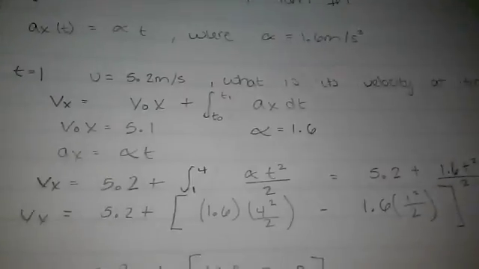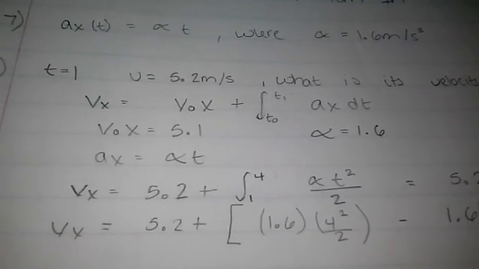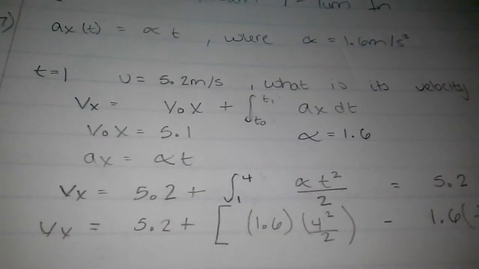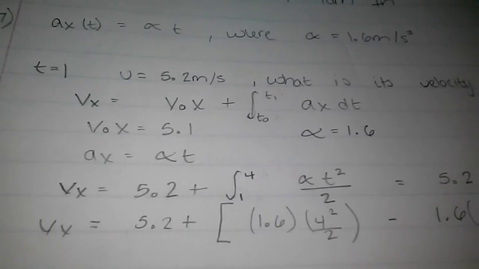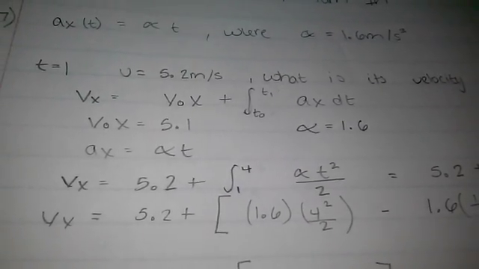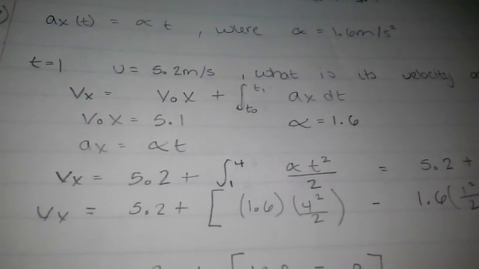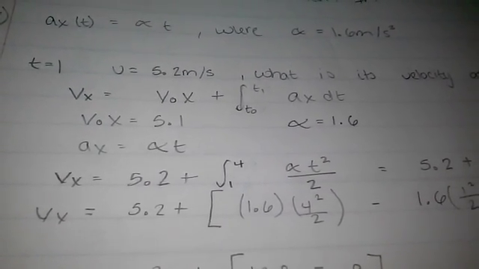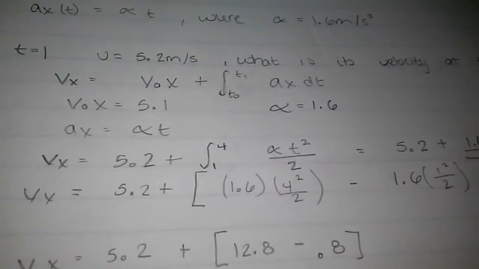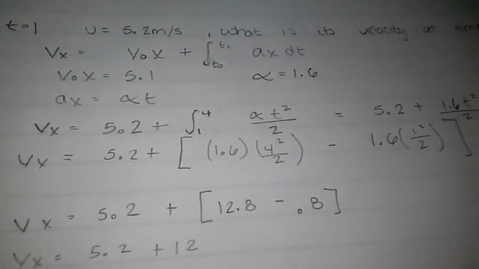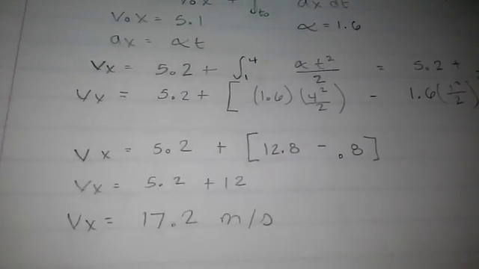So if we go over here, we take the integral, taking into consideration the initial velocity of the object. In this case, the initial velocity of the bus was 5.2 meters per second. We took the integral, and what we're left with is an integral from 1 to 4 of alpha t squared over 2. Our time interval was to find the velocity at 1 second and 4 seconds. So we plug in 4 for the first t, and then subtract the 1 second for the second part, and we find the final answer of 17.2 meters per second.